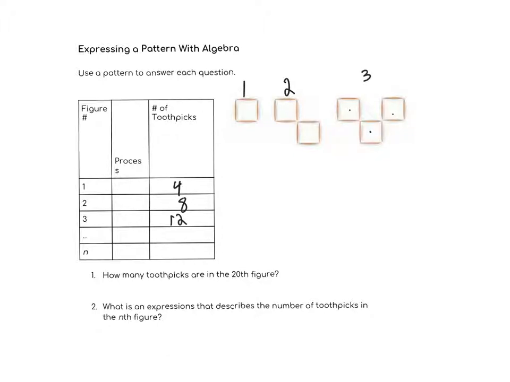So if I look at this pattern, the number of toothpicks, my first instinct might be to say, well, I'm doubling, right? Because 4 to 8 is double. So you want to check, is 8 to 12 double? Is 12 double of 8? No, right. So my other option is to ask, how do I get from 4 to 8? Add 4. If I do 8 to 12, I add 4 as well. So I'm adding 4 each time.